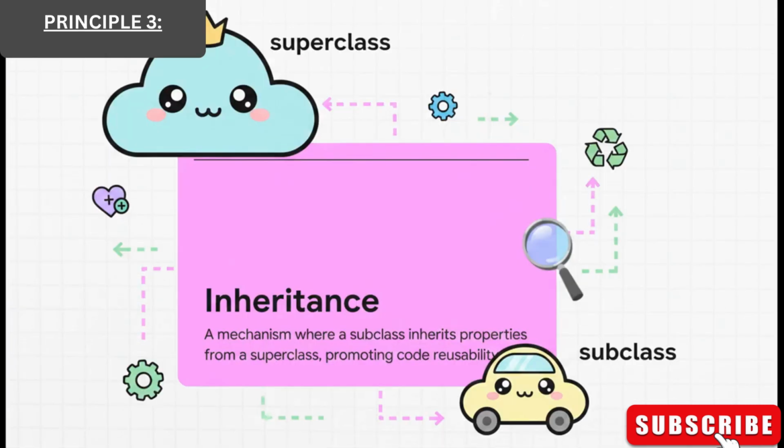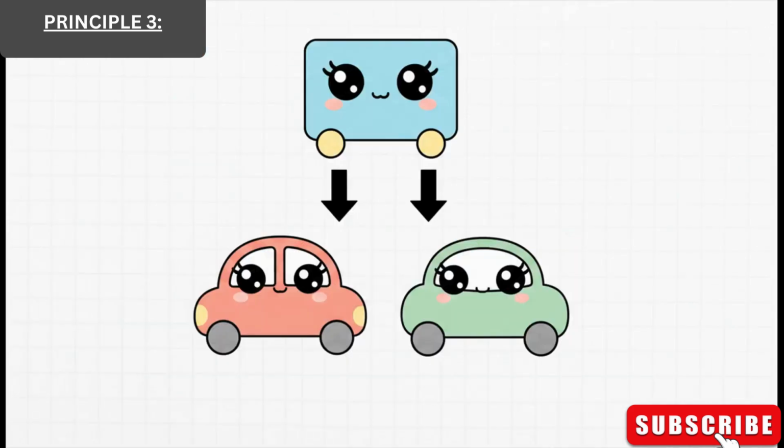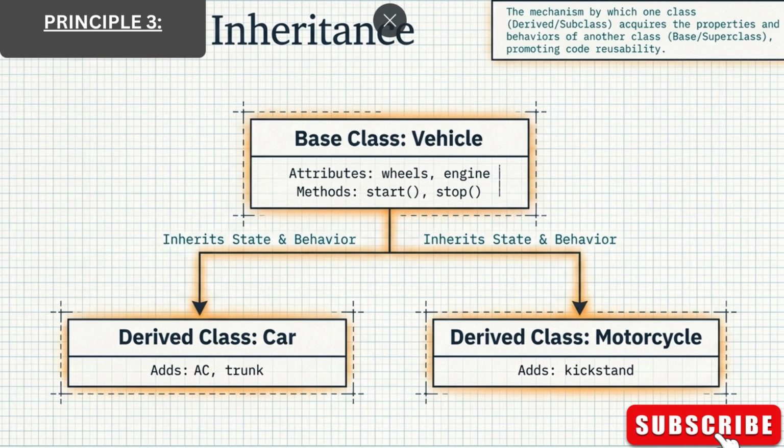Pillar number 3 is inheritance. This is a mechanism where a new class, which we call a subclass, takes on the properties and behaviors of an older class, known as the superclass. Those are crucial keywords, by the way: subclass and superclass. And the biggest benefit here? Massive code reusability. Just like a child inherits physical traits from their parents, code works the same way.